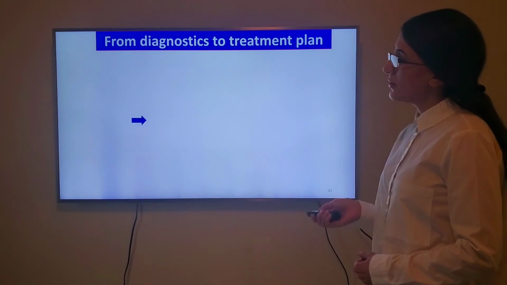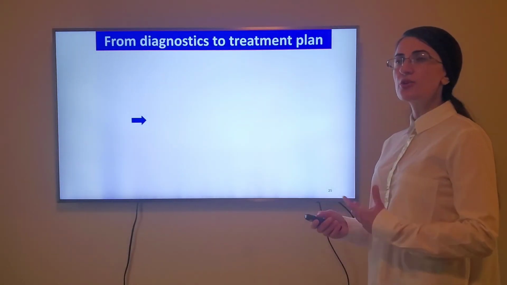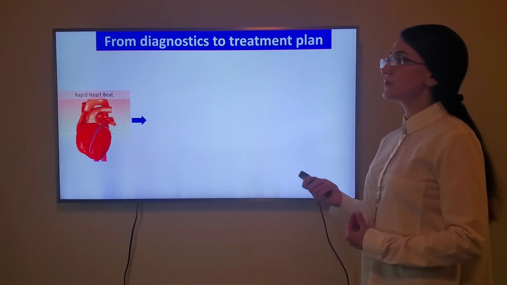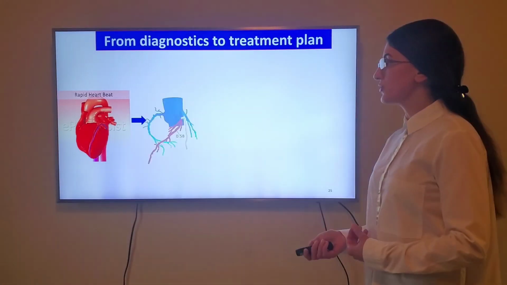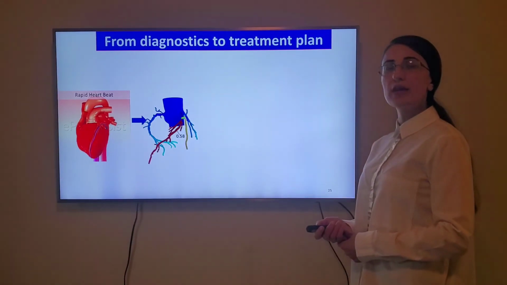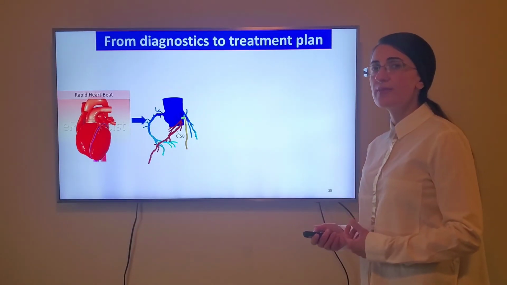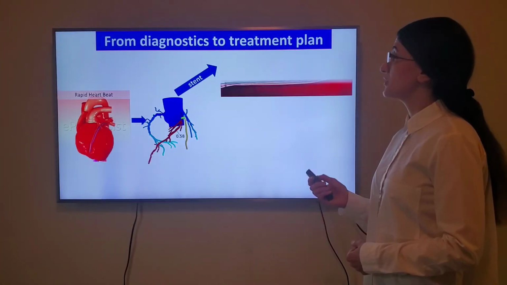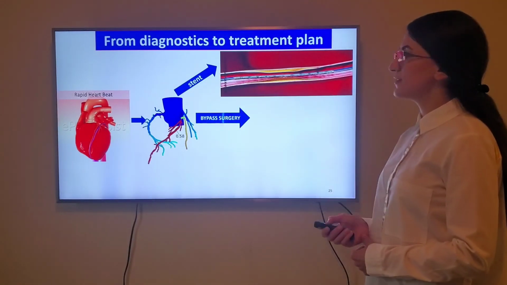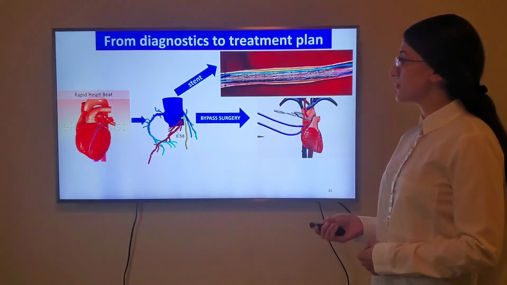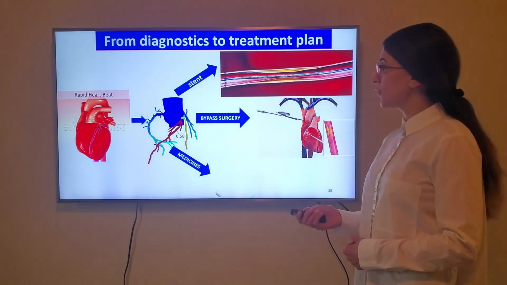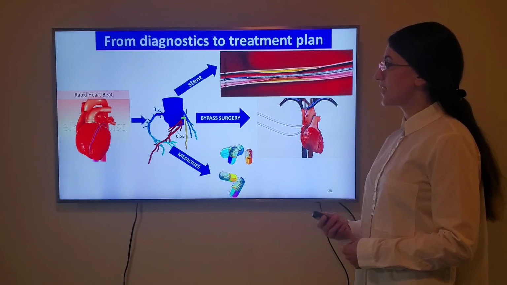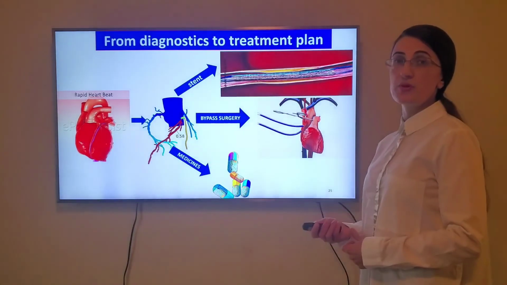Heartflow analysis is not just a diagnostic method. It also gives a treatment plan for the patient. Actually, by looking at this 3D color image, the doctor can determine the future treatment plan for the patient: if the patient needs a stent, if the patient needs bypass surgery, or if the patient needs medicines. So it is a very good method that doctors can use to determine their treatment plan.